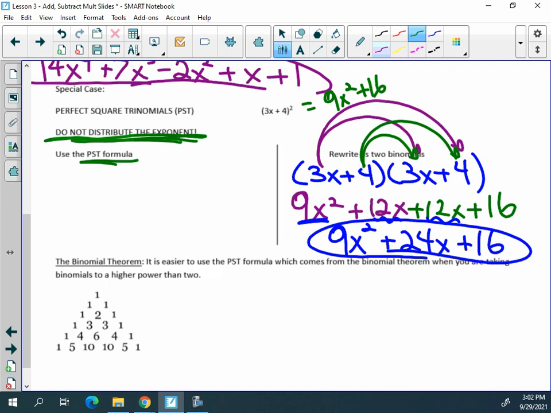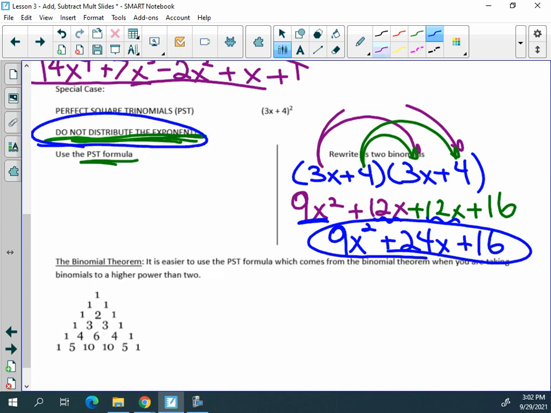Actually, earlier I even made a bigger mistake and said 3x squared because I didn't even put the squared on the 3 as well. So never distribute your exponent. That's bad math, okay? When we're dealing with a binomial, we can't do that. When we multiply a binomial times a binomial, it actually creates what's called a perfect square trinomial.